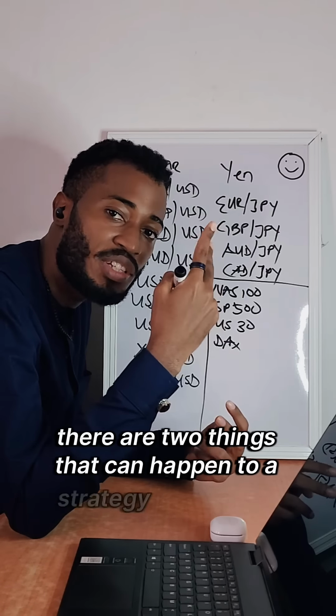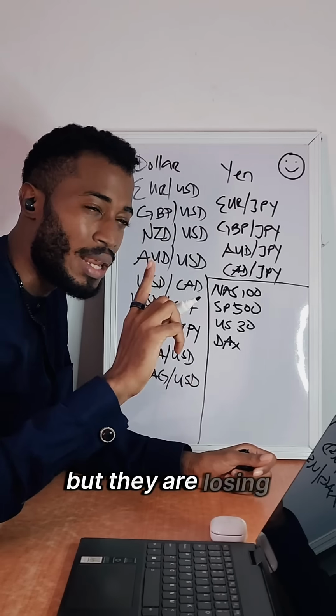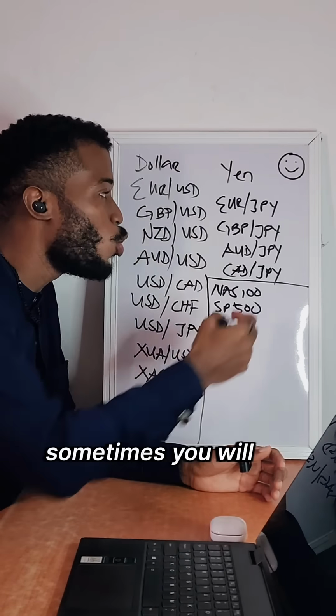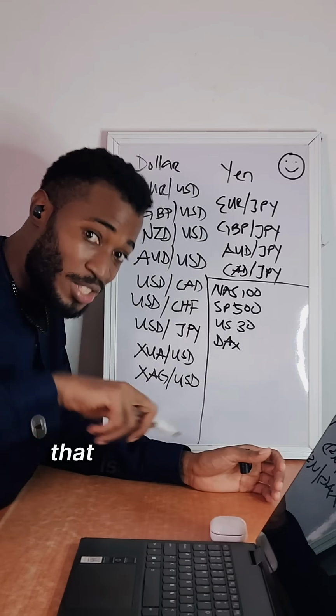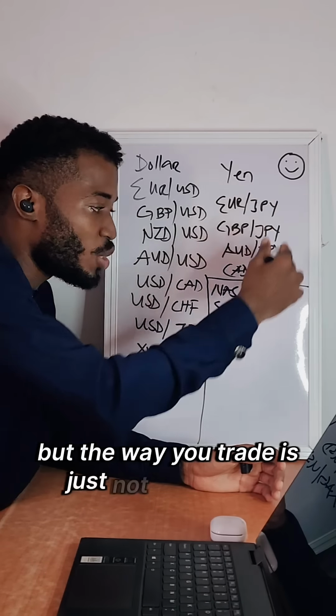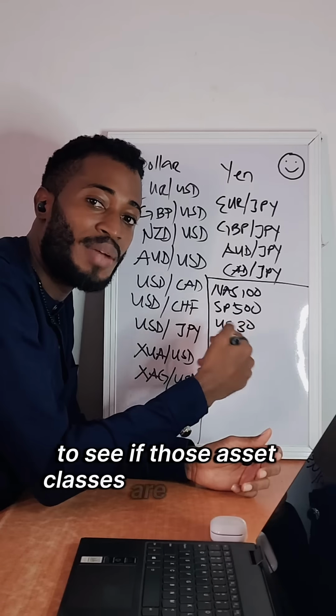There are 2 things that can happen to a strategy for it not to work. One is that the strategy is presenting opportunities, you take the trades, but they are losing. Another one that people don't talk about so much is when opportunities are not even being presented. Sometimes you will go weeks and you will not see an opportunity. That is also a problem because the market is moving, things are happening, but the way you trade is just not presenting opportunities for you. Look at other asset classes to see if those asset classes are presenting opportunities.